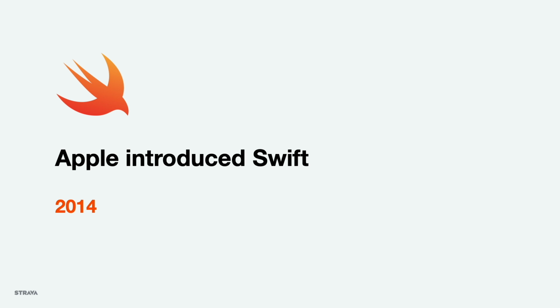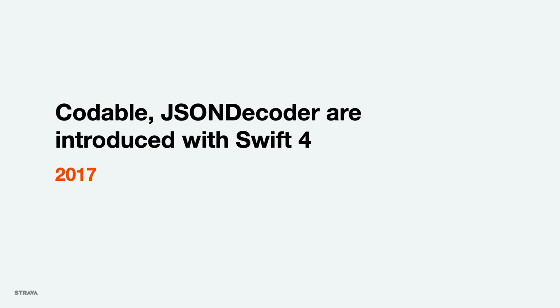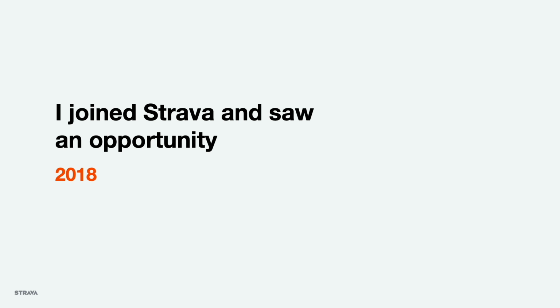Now, I think it's safe to say that this was a smashing success, considering we're all here today talking about all kinds of fun things. And then in 2017, Apple introduced Codable and JSONDecoder. Codable is a protocol that enables automatic encoding and decoding of objects. And JSONDecoder is its pair that automatically deserializes JSON into those objects that conform to Codable.